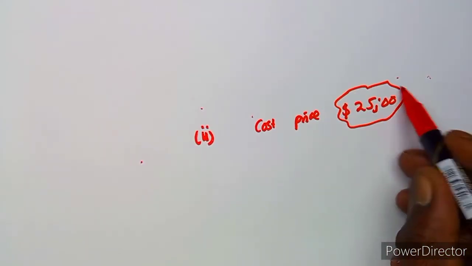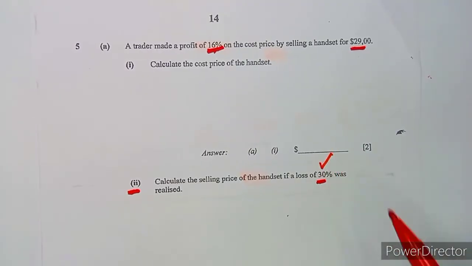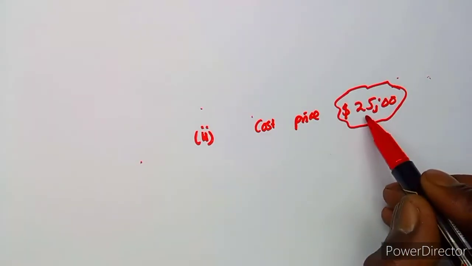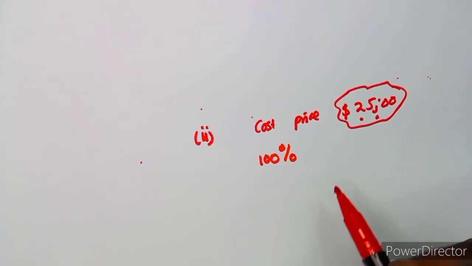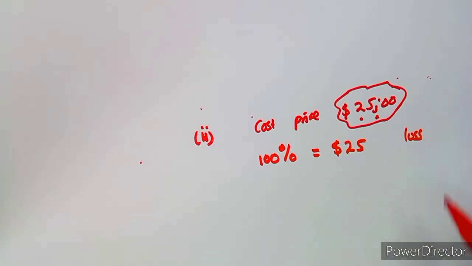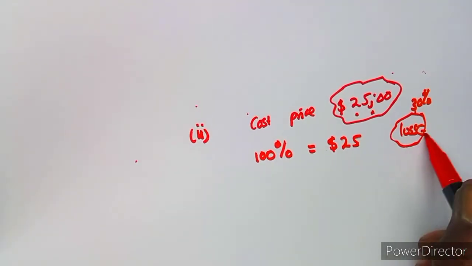So we are now saying the same trader that we are talking about made a loss of 13%. This time he made a loss. So what was the selling price after that loss? Remember, I said when it is a loss, we have to subtract. So remember, this is the cost price, the one that is exactly at 100%. This is the amount that we are given of $25. Then there is a loss that is being realized of 13%. So how are we going to operate this? We just have to subtract, because with a loss we subtract.